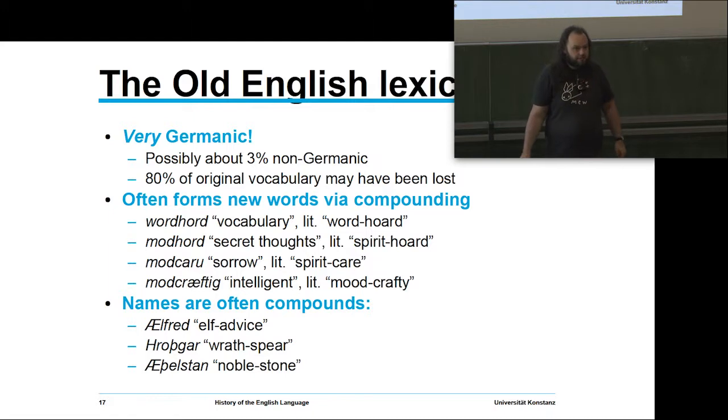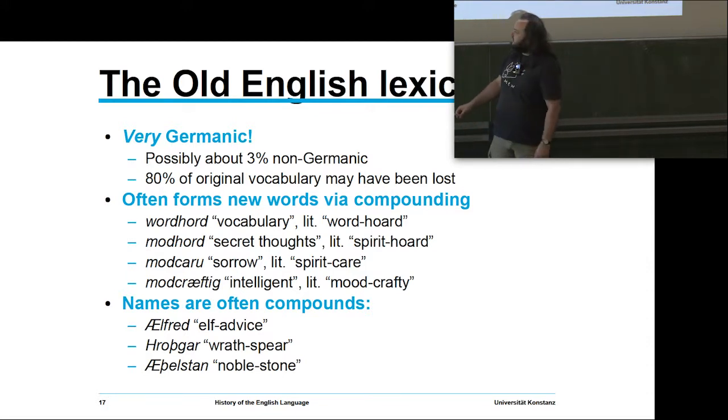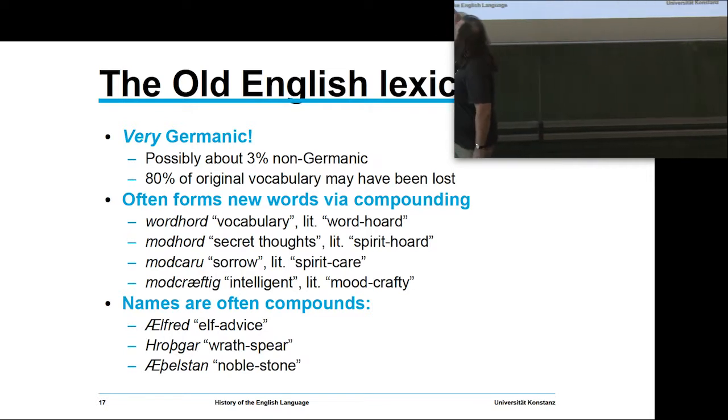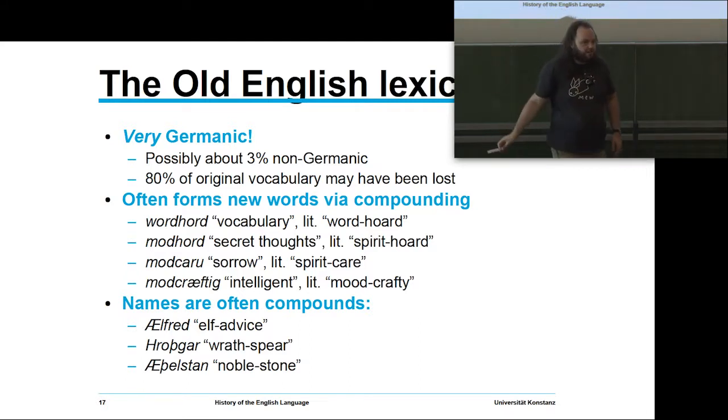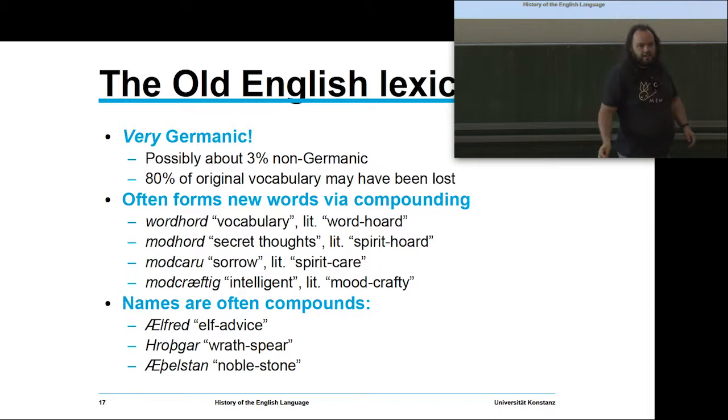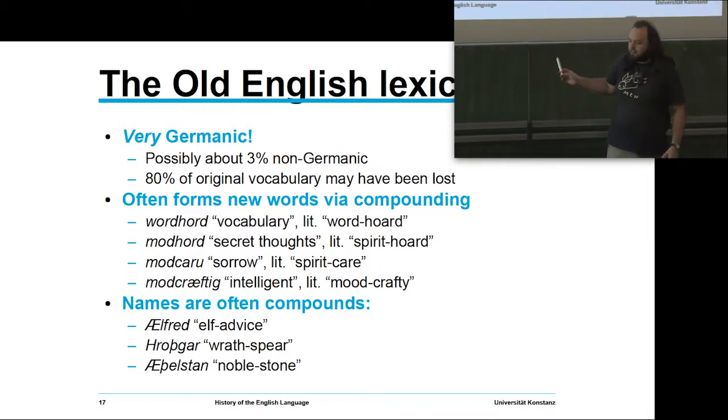Interestingly, names in Old English are often compounds as well. King Alfred, for instance, Alfred the Great, he of the Wessex writing Renaissance in Old English in the 9th century, his name means Alf, which is elf, red. Red is like German Rat. It means, in this case, advice or counsel. So this Alfred means elf advice.